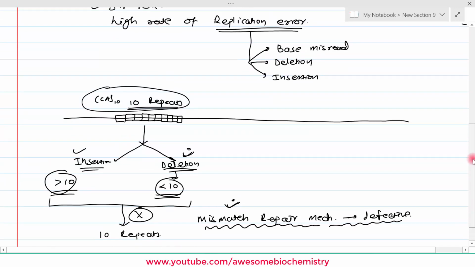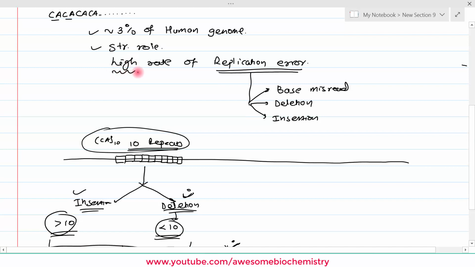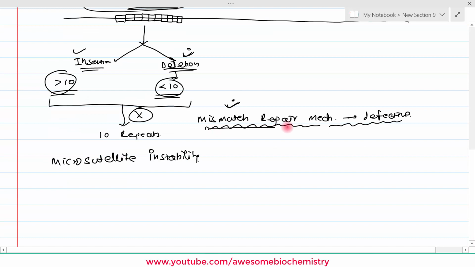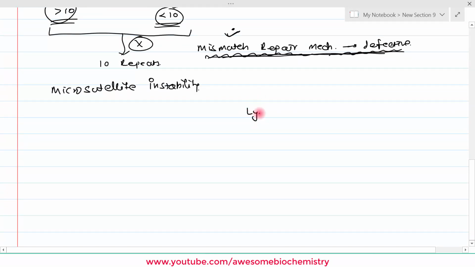Now, I had already told you that a high rate of replication error occurs. Why this high rate of replication error, particularly in microsatellites? The reason is not known. So let's take one very good example in which the mismatch repair mechanism is defective, and that example is Lynch syndrome.